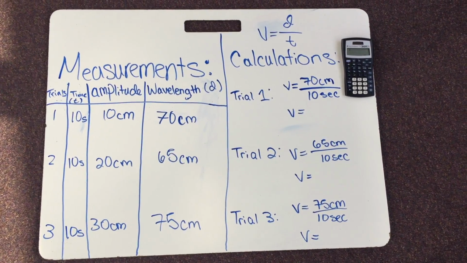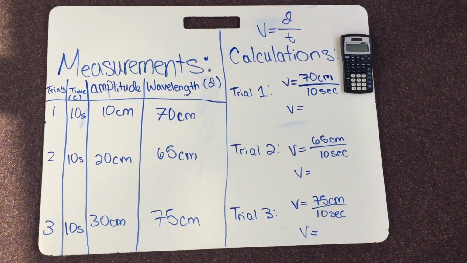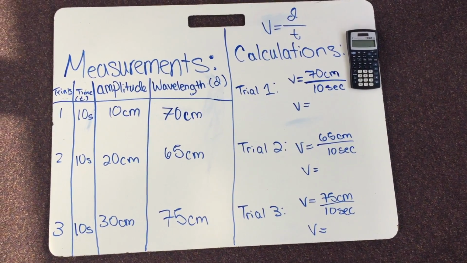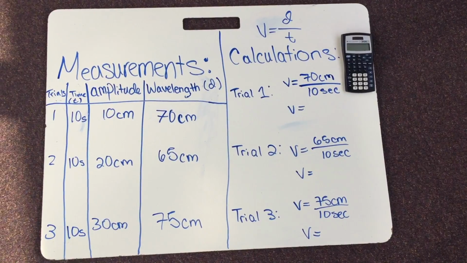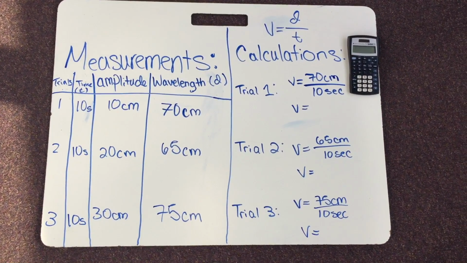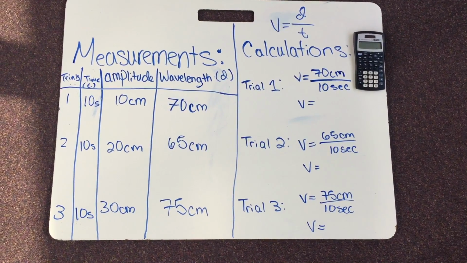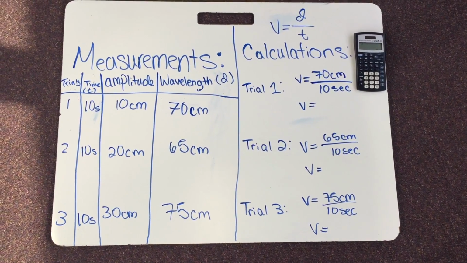For each trial, we measured the amplitude of each wave, and we measured the wavelength of each wave. So that's trial 1, trial 2, and trial 3. We know that V is equal to d over t, which is the same as wave speed is equal to distance over time. Distance is equal to wavelength.